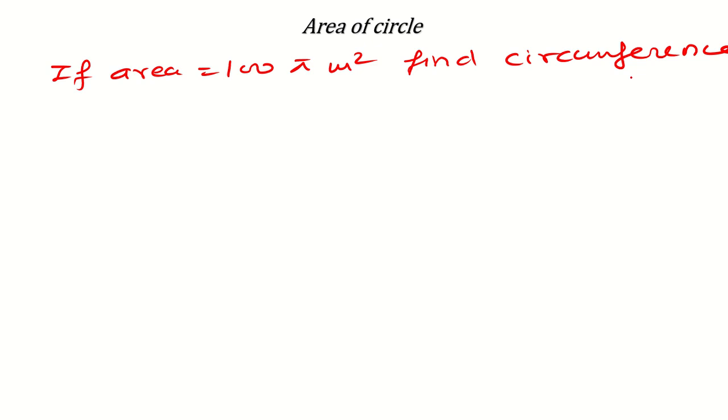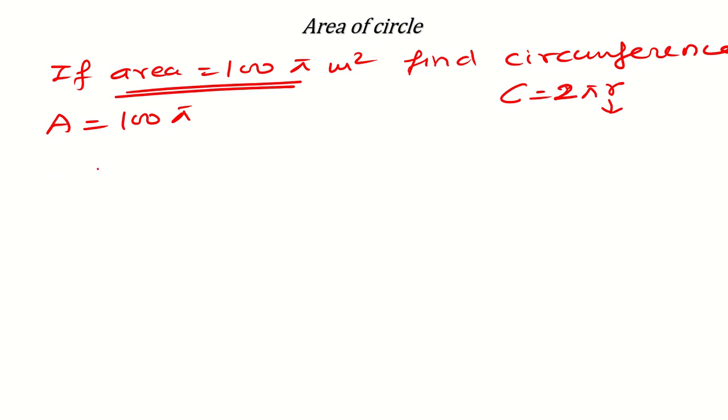Okay, so the circumference formula is 2 pi r. Now to find the circumference you need to find the value of the radius. So how will you do it? The area is equal to 100 pi, it is given in the question. And what is the formula for area? Pi r square, it is equal to 100 pi.